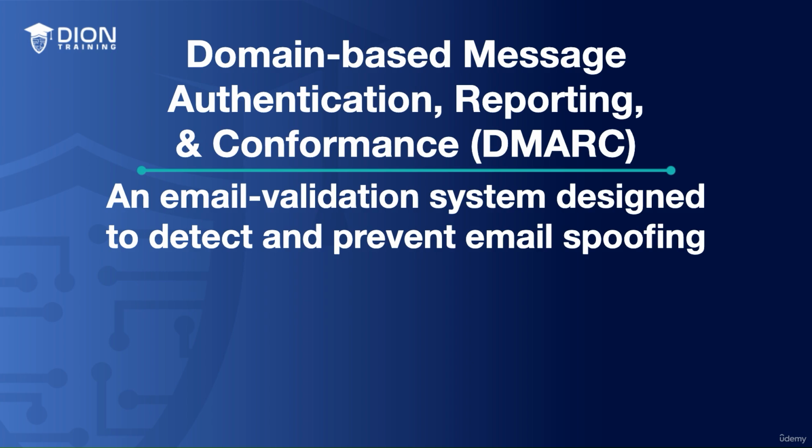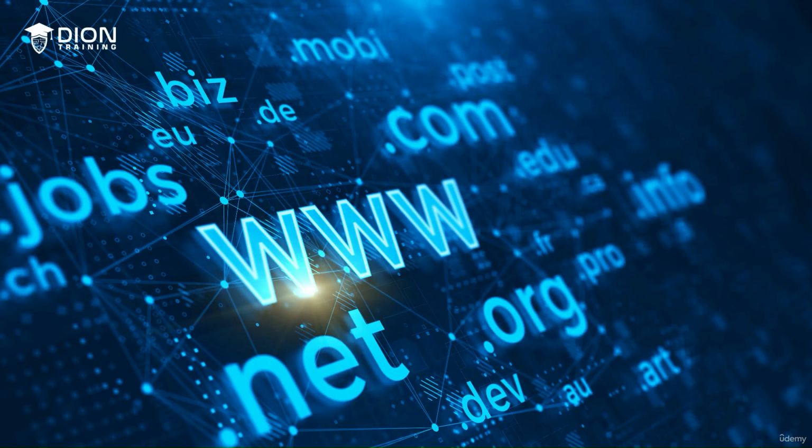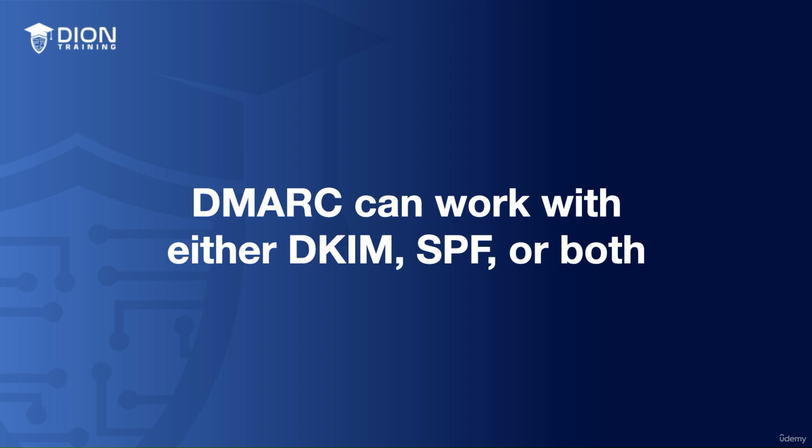Third, we have DMARC configuration, or DMARC. DMARC, or Domain-Based Message Authentication, Reporting, and Conformance, is an email validation system designed to detect and prevent email spoofing. DMARC allows the administrative owner of a domain to publish a policy on which mechanisms should be employed when sending emails from that domain and how the receiver should deal with failures. DMARC can work with either DKIM, SPF, or both, depending on how you configure it.